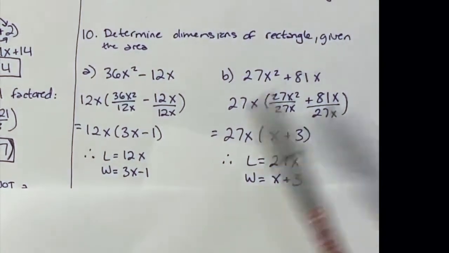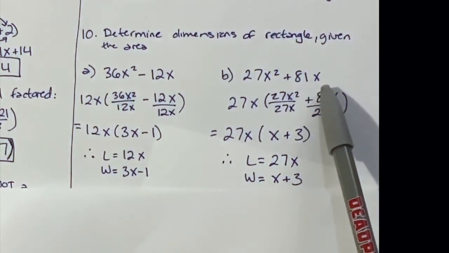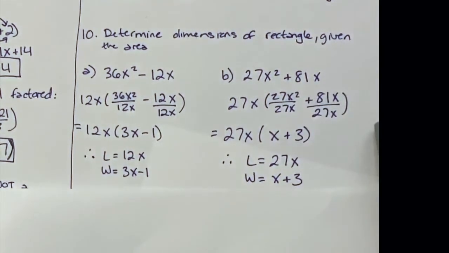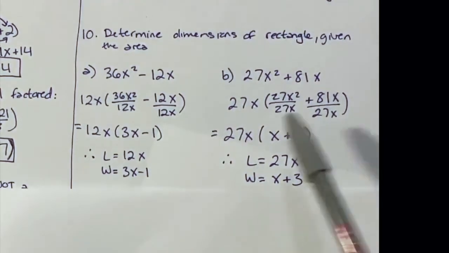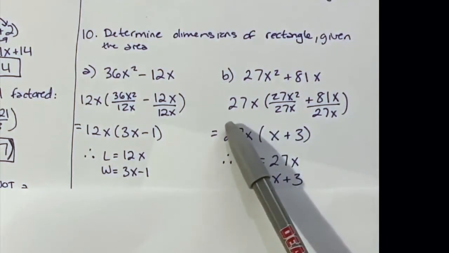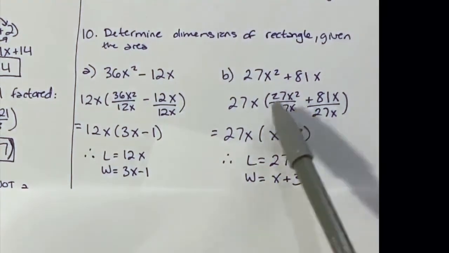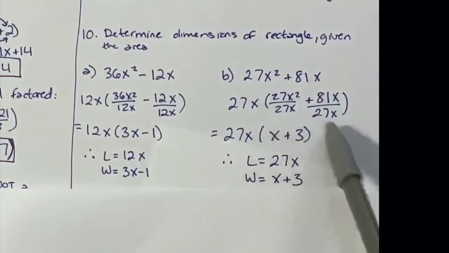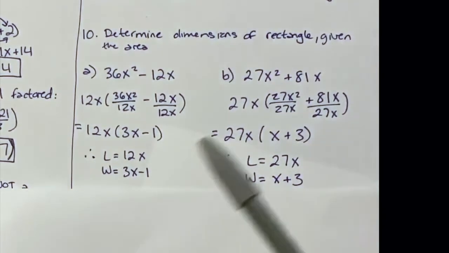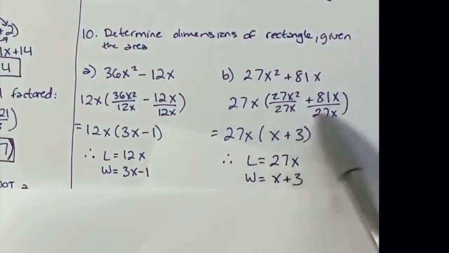Same thing over here. They've given us this term here, 27x squared plus 81x. Again, we have to take out our greatest common factor. So the greatest common factor between 27x squared and 81x, both of them are going to have an x. The biggest number that can come out of both of them is 27. So 27x is our greatest common factor. So I'm going to take what I have in the bracket here, divide both terms by 27x, and see what I have left over. So 27x is outside the bracket. What do I have left over here?